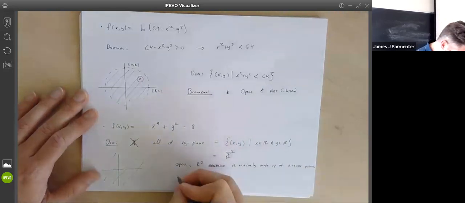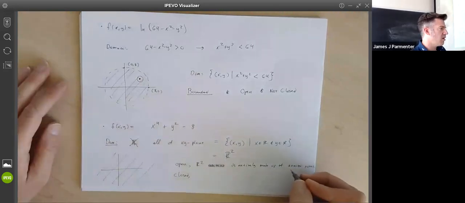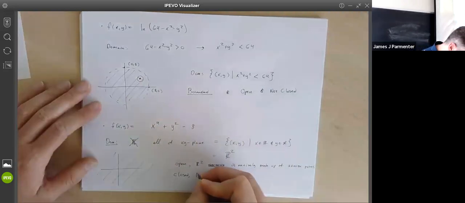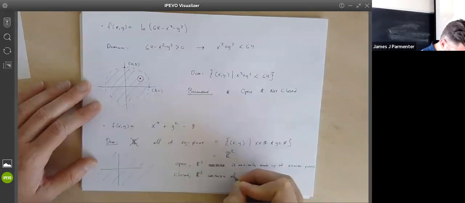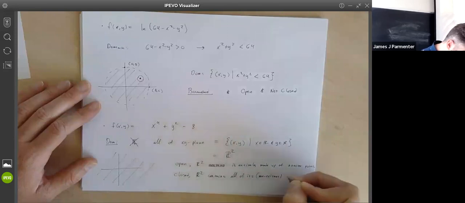It's also closed because it contains all its boundary points. Oh, there aren't any boundary points. It still contains all of them. So it contains all of its non-existent boundary points.